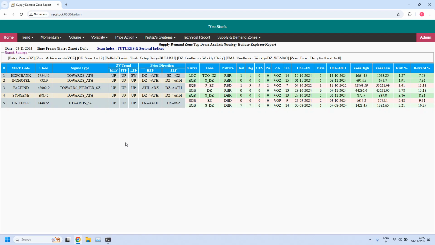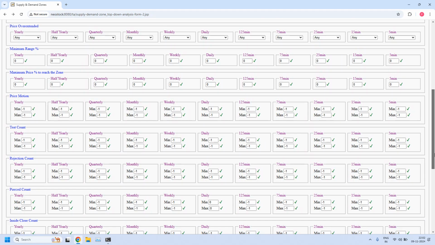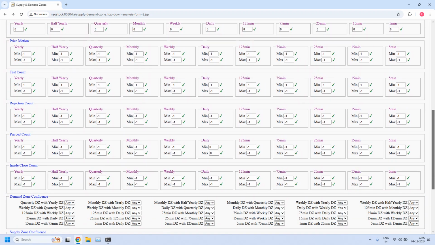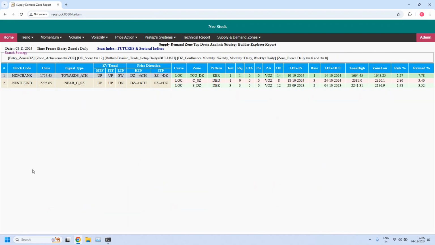Next, let us look for LTF, ITF, HTF demand zone confluence setup. So removing this EMA filter. LTF, ITF, HTF, that is daily, weekly and monthly zone confluence, we need to set 3 filters. First filter is already enabled, daily demand zone with weekly demand zone confluence. Second filter, daily demand zone with monthly demand zone confluence. Third filter, weekly demand zone with monthly demand zone confluence. With all the 3, LTF, ITF and HTF confluence, we got 2 stocks.